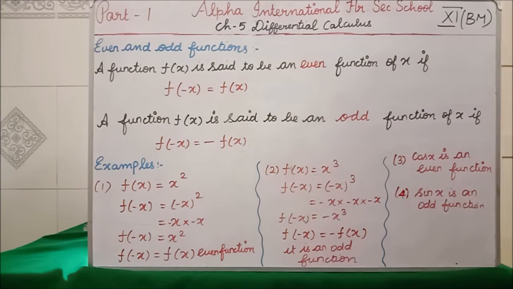Now this is not an example, this is a rule. Cos x is always an even function. Similarly sin x is always an odd function. Clear? Now we are entering into exercise 5.1.